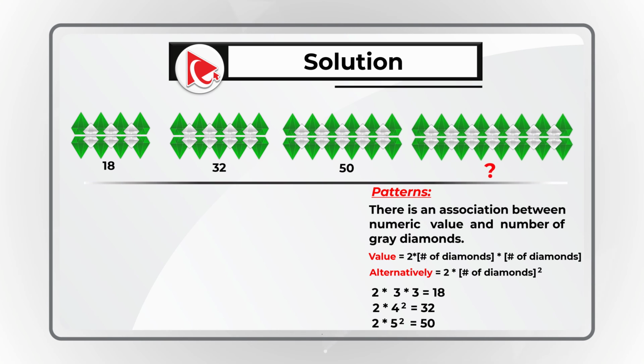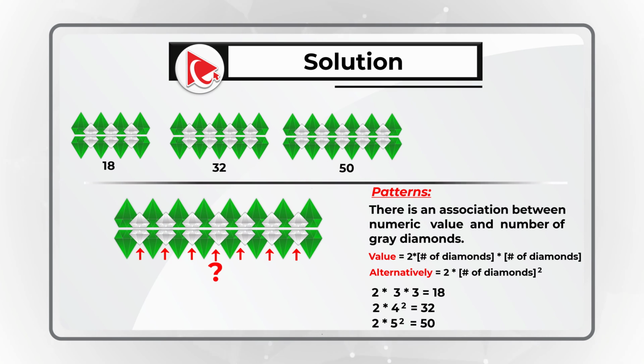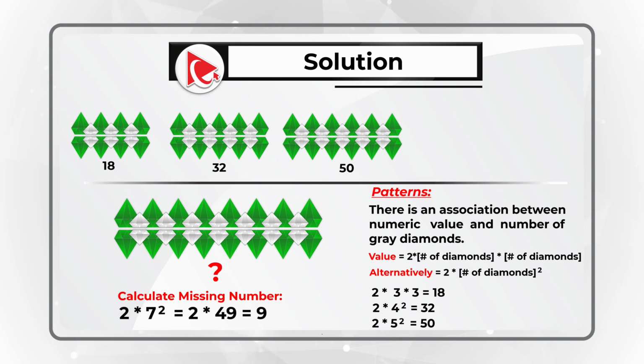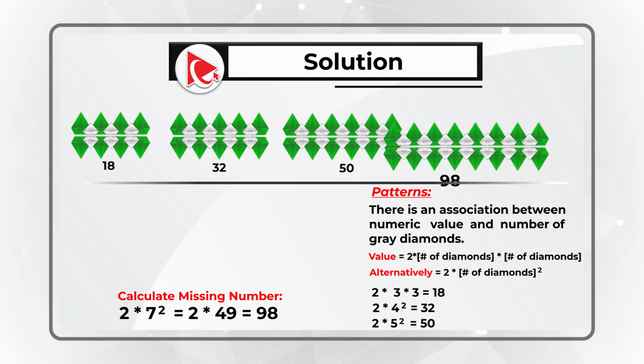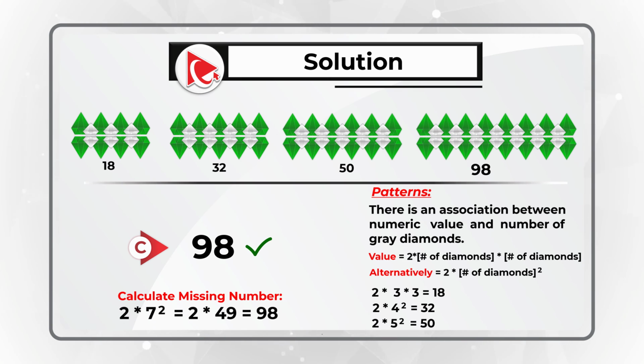The missing number has a group with 7 gray diamonds. To calculate the missing number, we need to multiply 2 by 7 squared, which is equal 2 multiplied by 49, which equals 98. So the correct choice here is choice C, 98. Hopefully you've nailed this question on your own and now know how to answer similar problems on the test.